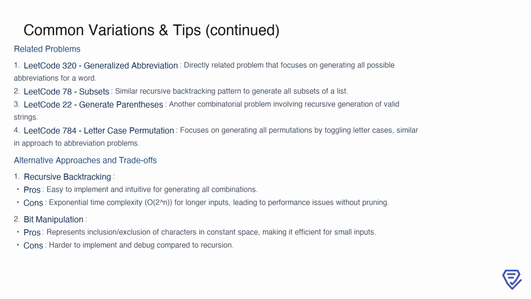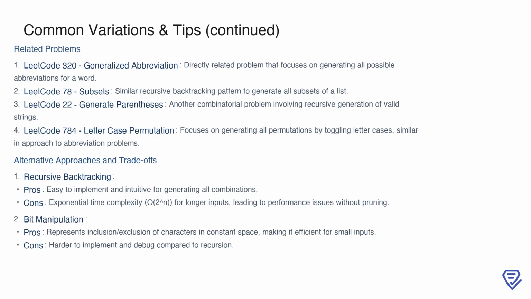This problem shares similarities with several other LeetCode problems. For instance, LeetCode 78, Subsets, uses a similar recursive backtracking pattern to generate all subsets of a list. Another example is LeetCode 22, Generate Parentheses, which focuses on recursively generating valid string combinations. LeetCode 784, Letter Case Permutation, involves toggling letter cases to generate all permutations, a concept closely related to abbreviation problems.